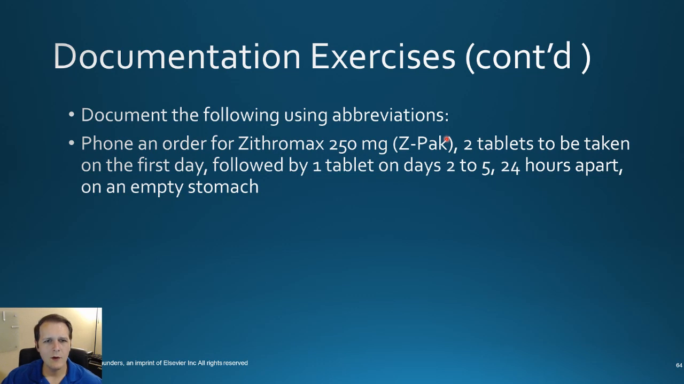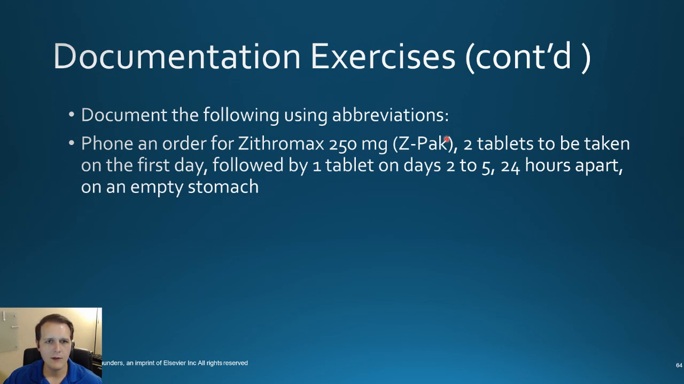How about for a Z-Pack, right? Z-Pack is kind of interesting in the way that they're given. Basically, we're going to phone in an order for a Z-Pack. It's Zithromax 250 milligram tablets. It's take 2 tablets on the first day, followed by 1 tablet on days 2 to 5, 24 hours apart on an empty stomach.